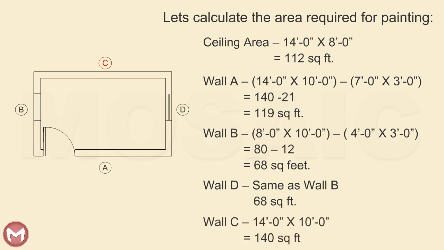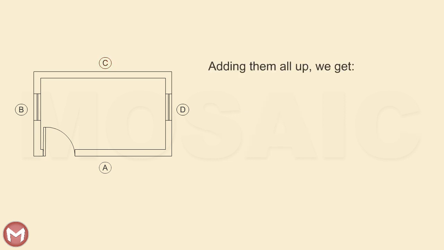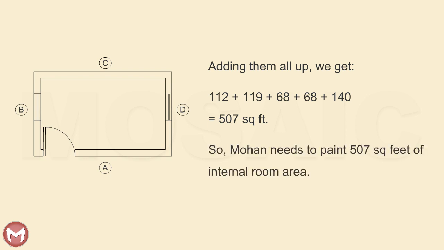Wall C is 14 feet by 10 feet, equals 140 square feet. Adding them all up, we get 112 plus 119 plus 68 plus 68 plus 140, equals 507 square feet. So, Mohan needs to paint 507 square feet of internal room area.